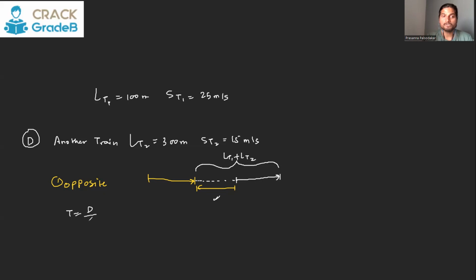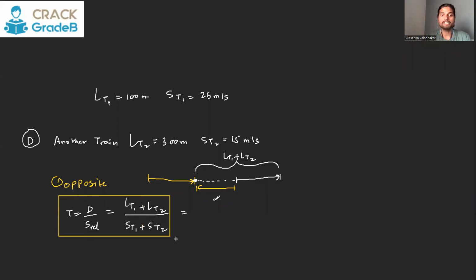So time being distance upon speed, distance is length of train 1 plus length of train 2. But because both objects are moving, we have to consider the relative speed. So the speed will be st1 plus st2. The relative speed will be an addition, because objects are moving in the opposite direction. So this becomes our formula in case trains are moving in the opposite direction. Time taken to cross each other will be length of train 1 plus length of train 2 upon speed of train 1 plus speed of train 2. So length of train 1 is 100, length of train 2 is 300, upon speed of train 1 is 25 plus speed of train 2 is 15. So 400 upon 40, the answer is going to be 10 seconds.